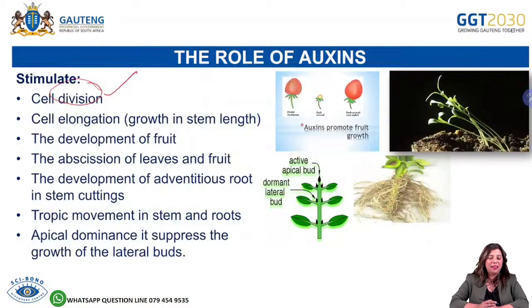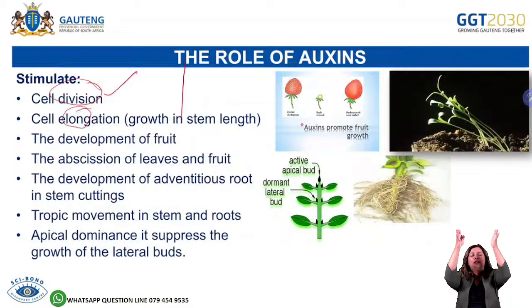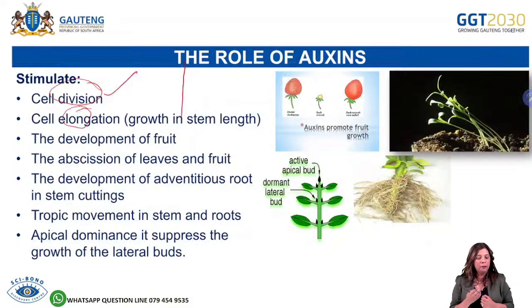The next one is cell elongation. You can circle the word long. It's exactly what it means. It helps the plant to grow longer and longer and longer. Why? Where is it going? It's going up to absorb sunlight. Photosynthesis is your catchphrase here. Okay? And then we have the development of fruit.